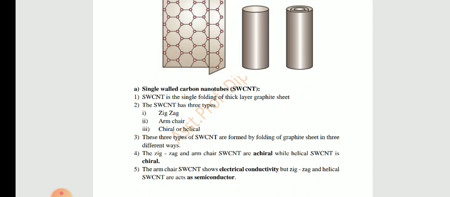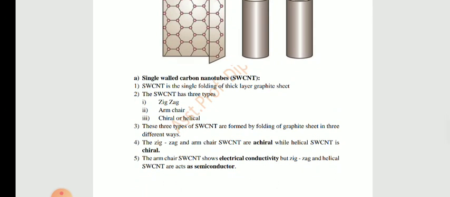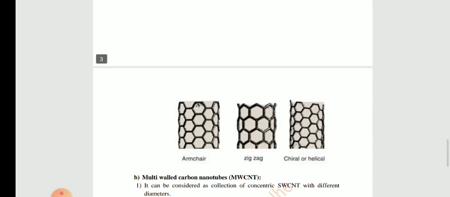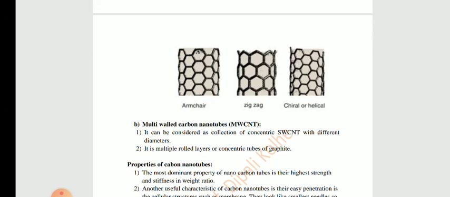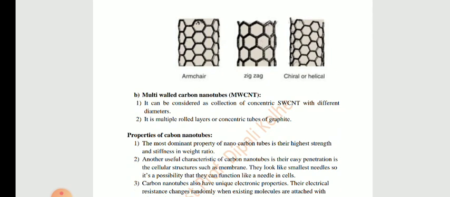The zigzag and the armchair single wall CNTs are achiral, while the helical single wall CNT is chiral. The armchair single wall CNT shows electrical conductivity, but the zigzag and the helical single wall CNTs act as semiconductors. These are the three diagrams which indicate the armchair, zigzag and helical structures of single wall CNTs. Second is the multi-wall CNT. It is also called concentric, meaning it can be considered as a collection of concentric single wall CNTs with different diameters. It is multiple rolled layers or concentric tubes of graphite.